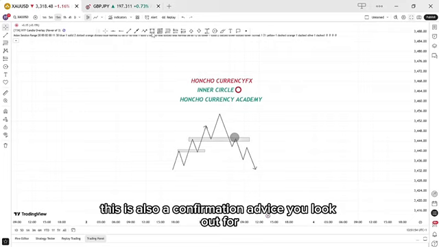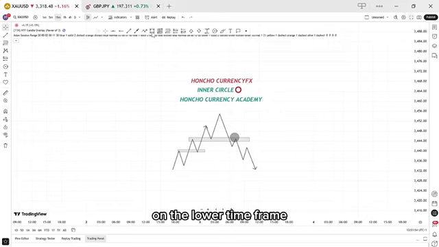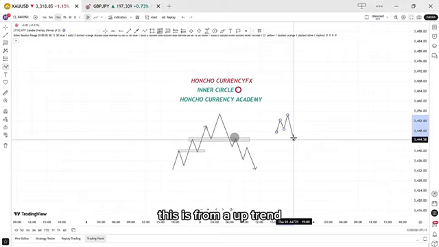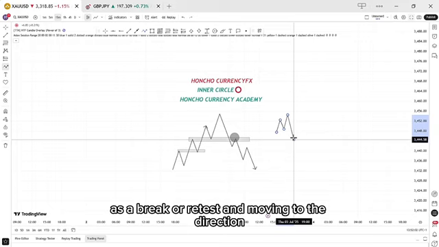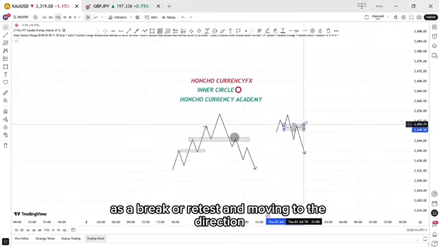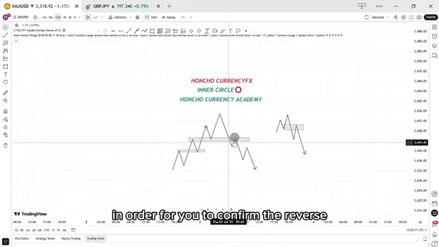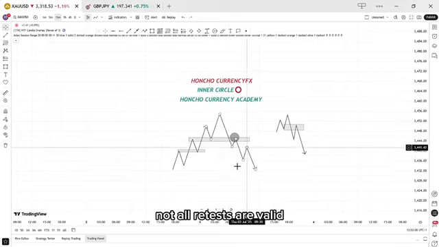This is also a confirmation you look out for on the lower time frame when the price is switching into a downtrend. This is from the uptrend, and price is changing direction and retesting this key area as a break and retest and moving in the direction. You need to look for this pattern inside this key zone in order for you to confirm the reversal before trusting the retest. Not all retests are valid.